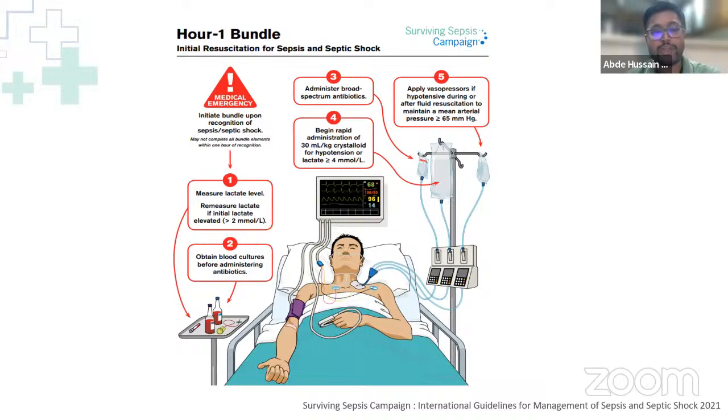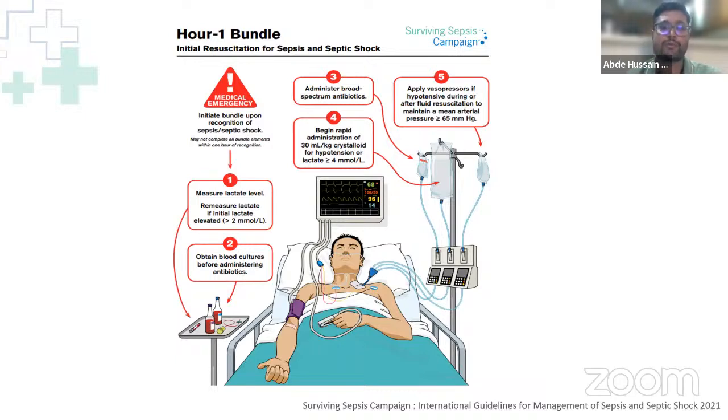Then followed by obtaining blood cultures before administering antibiotics. This is the most crucial part, so that we can identify the organism that has caused the infection prior to administering the antibiotics. Once the bacterial culture is taken, the next step is administering broad spectrum antibiotics as soon as possible, because we don't know which bacteria is causing the sepsis. It will be discussed later which factors to consider while choosing broad spectrum antibiotics.